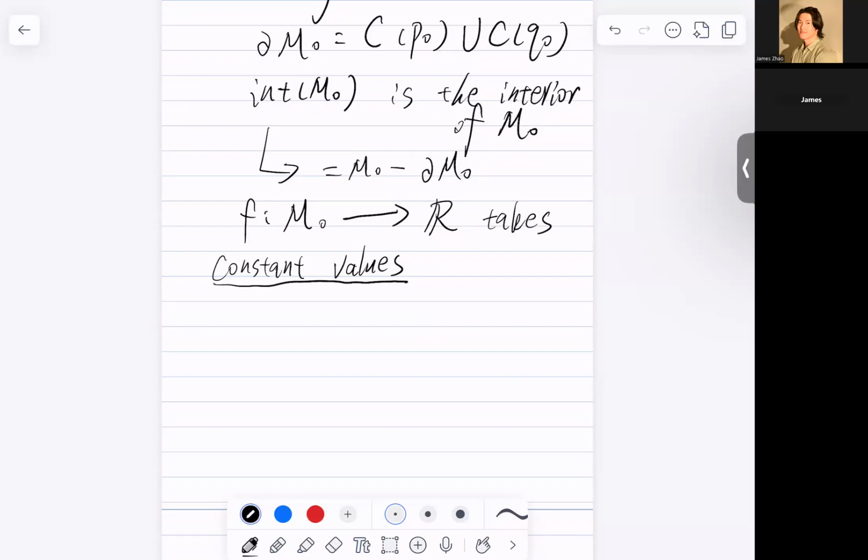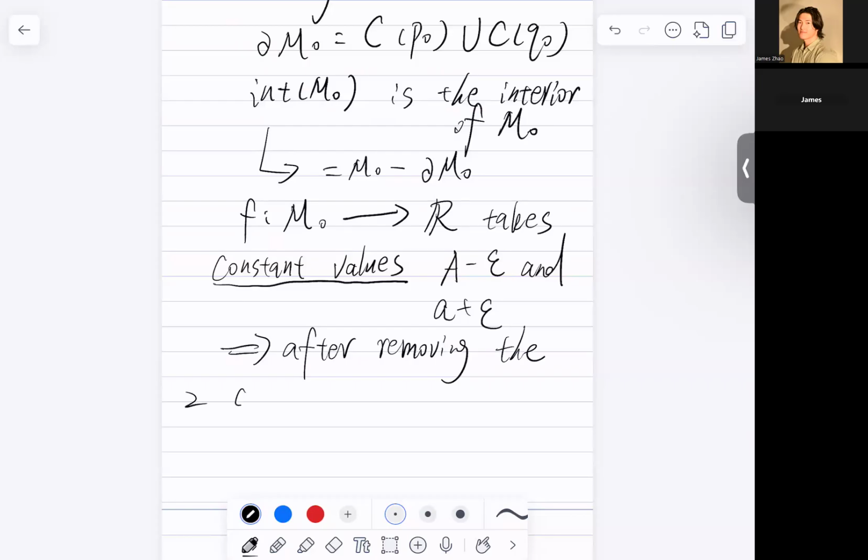Interesting, right? We have A minus epsilon and big A minus epsilon and small a plus epsilon. So after removing the two critical points, right, we don't have any critical points now.